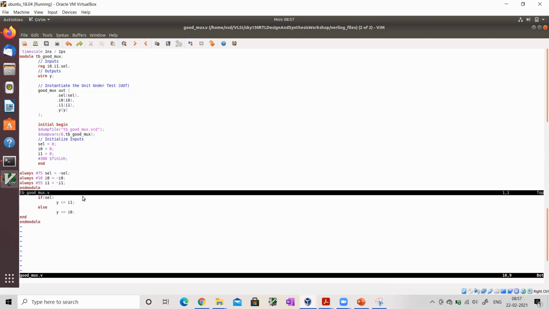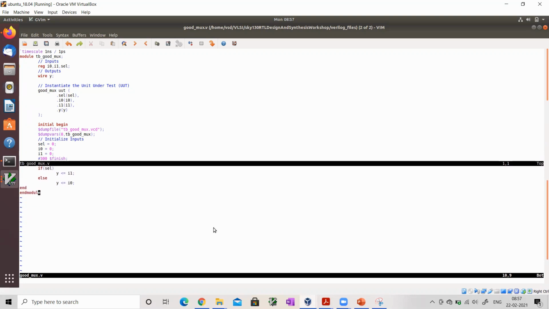Let us look at the test bench. As I told you in the previous presentation, the test bench instantiates the design. So we can see the instantiation of the design called GoodMux in my test bench. Kindly note, the test bench is not having any primary inputs or primary outputs. The test bench doesn't have any primary input or primary outputs.